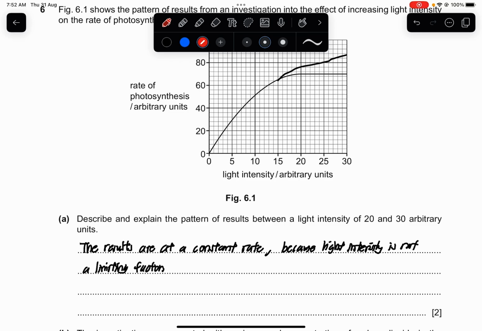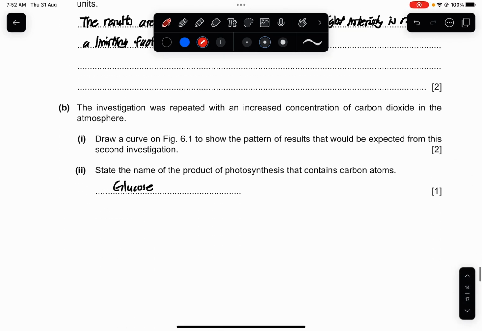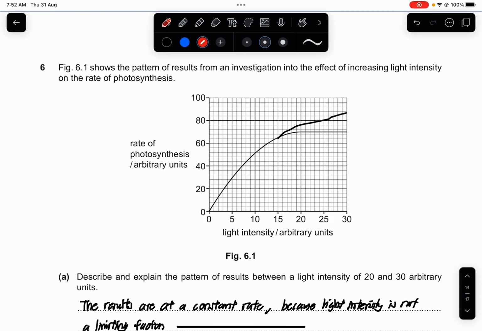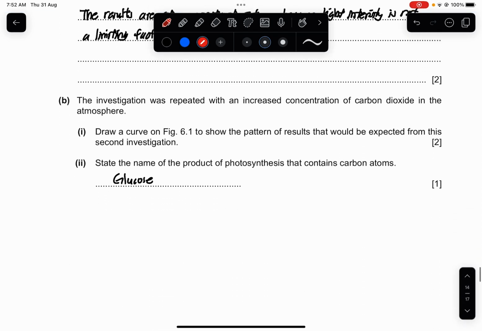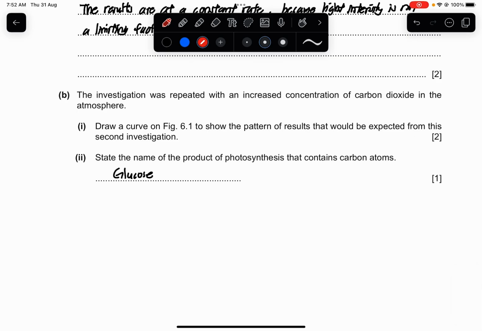So the results are at a constant rate when it's at 20 to 30 because light intensity is not a limiting factor anymore. Okay. B. The investigation was repeated with an increased concentration of carbon dioxide in the atmosphere. Draw a curve on figure 6.1 to show the pattern of result that we expect from this second investigation. You go higher a bit. So once you go higher, then there will be a higher rate of photosynthesis. State the name of the product of photosynthesis that contain carbon atoms. So we know that the only one is C6H12O6. We know it's glucose.